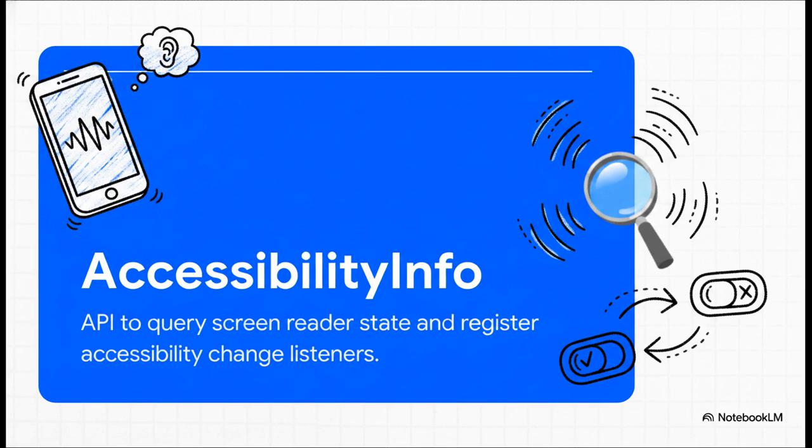This API is specifically designed to query the current active state of a device's screen reader, like VoiceOver on an iPhone or TalkBack on Android. It also lets you register listeners for accessibility changes. This gives you the ultimate power to dynamically adapt your UI to meet your users' specific, real-world needs.